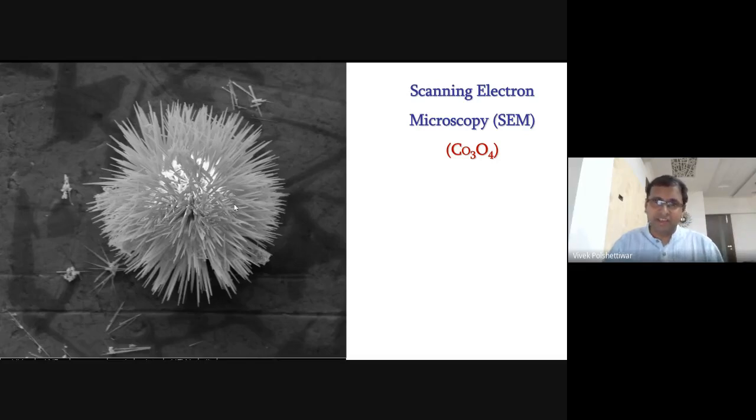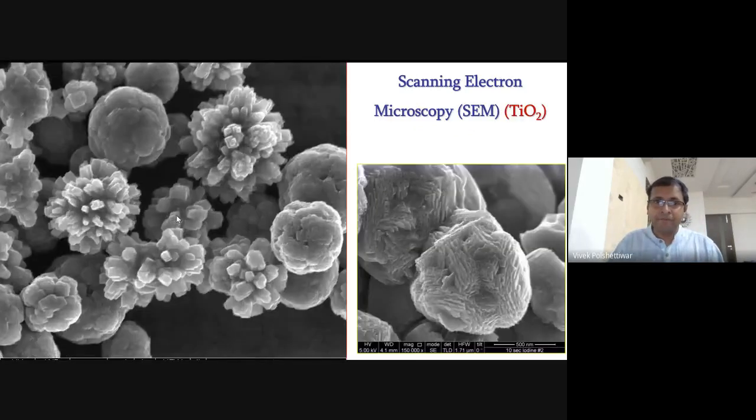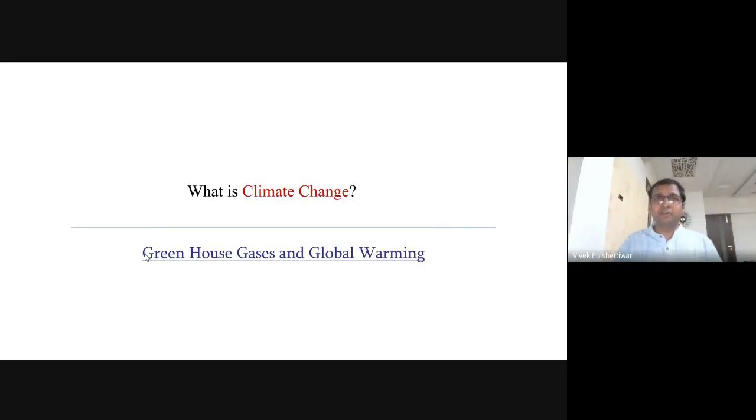So this is an SEM of the copper oxide. You see these rods coming from the center, forming some sort of flower structure. This is another example of TiO2 where the cubes are assembled to form some sort of spherical particle. Okay, so that is all about the nanotechnology.